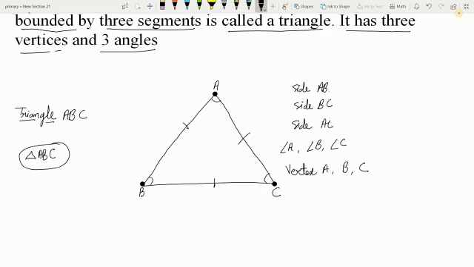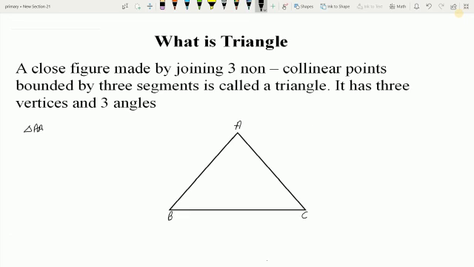Students, we can name a triangle by writing the vertices in any of the following orders. Like we can write triangle ABC, triangle BCA, triangle CAB, triangle BAC, triangle ACB and triangle CBA. Students, the three sides and three angles of a triangle are together called six elements or parts of a triangle.